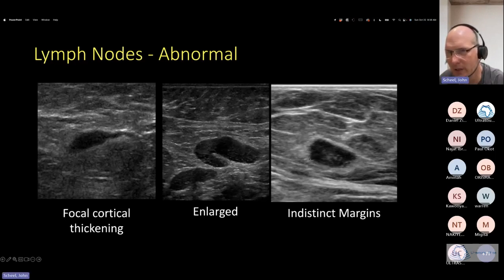Finally, there's a lymph node here, and you can see that the fatty hilum is there, but it's not as crisp and clean as it is on the normal lymph node here. Also, look at the edges. The edges look very irregular. So this one has indistinct margins, and this is a metastatic lymph node.